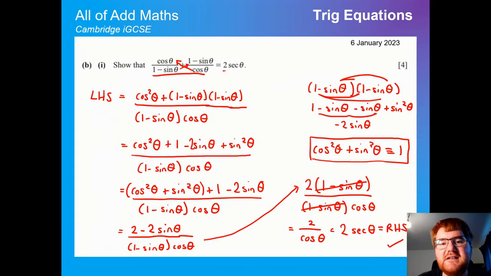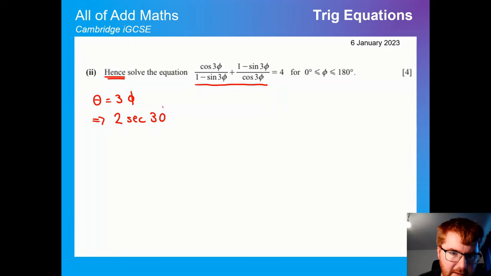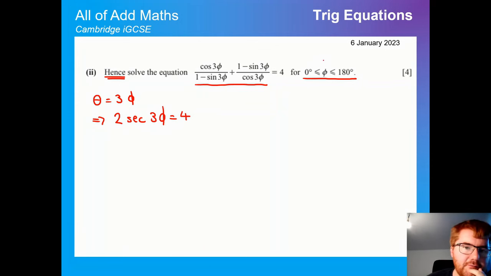So we can take the right-hand side of this, replace the theta with a 3 phi, and we can just replace the entire thing I've underlined. Therefore, this becomes 2 sec 3 phi is just equal to 4. Notice we're working in degrees for this, so that's something to be aware of as we go through. So that means if we divide by 2 on both sides, sec 3 phi is equal to 2. And now we want to work in cos and sine. It makes our life a bit easier.